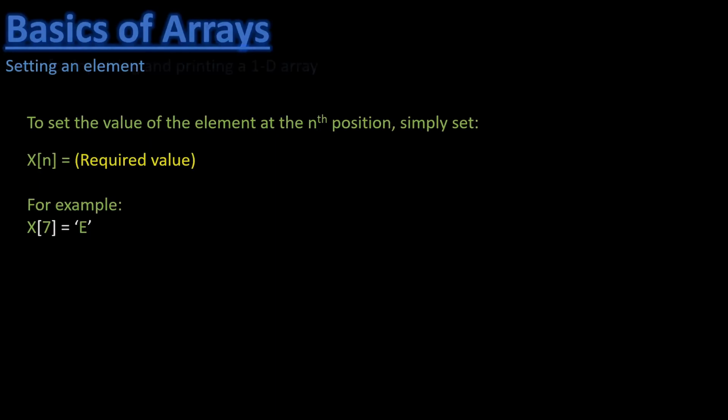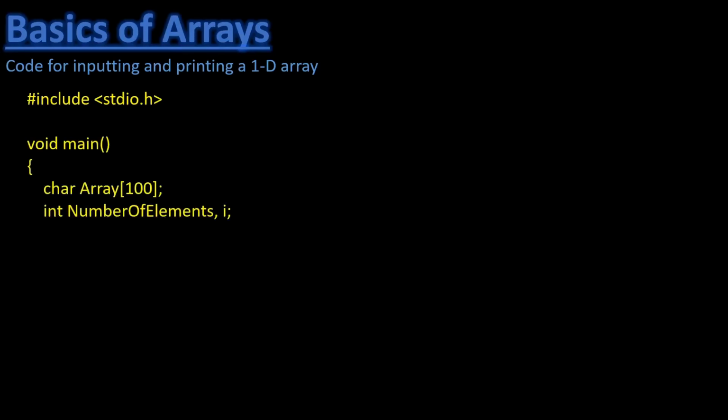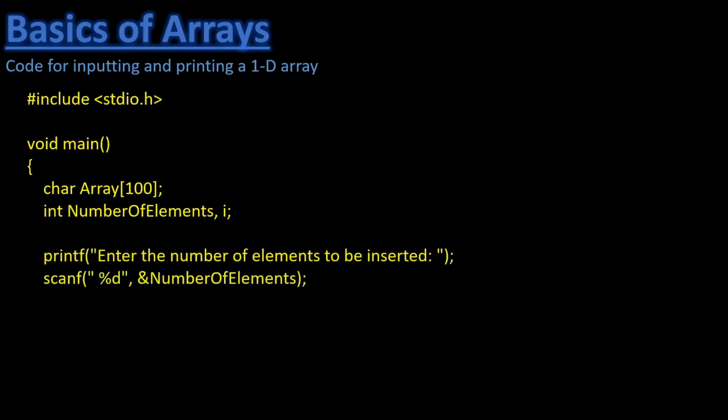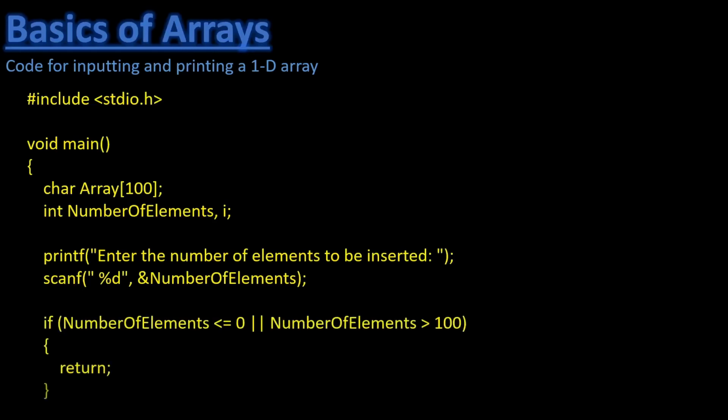Let us now write the code to input and print a one-dimensional array. We include the header file stdio.h for printf and scanf. Inside void main, we declare a character array of maximum length of 100 and some integers which will help us in indexing. We input the number of elements in the array from the user. If the number of elements is less than 0 or greater than the maximum length of the array, we end the program.